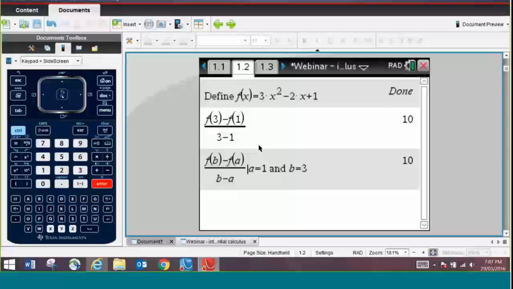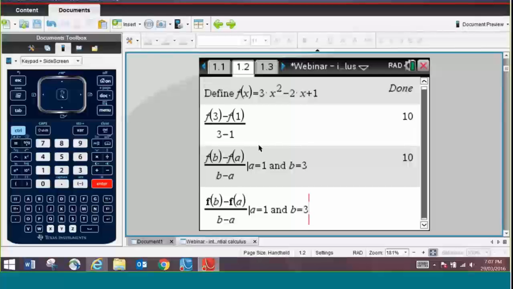Now the good thing about defining a function and then using it in the general form on your screen is you can then use the up arrow, grab what you've done there and quickly alter the value.